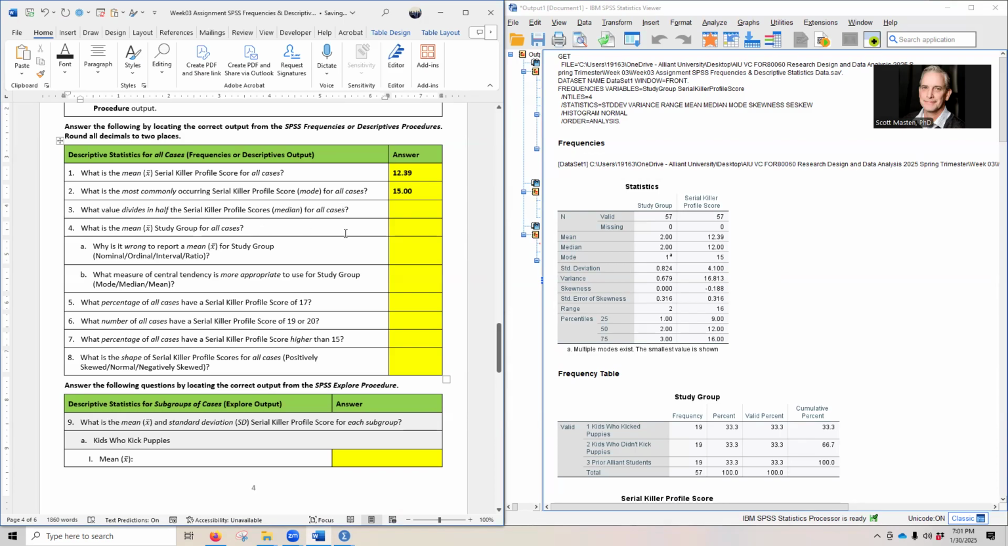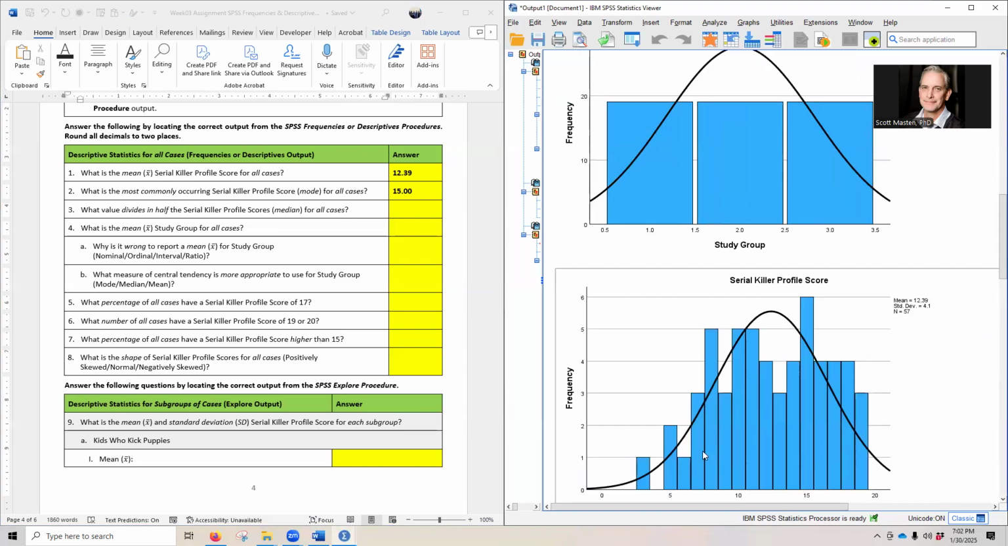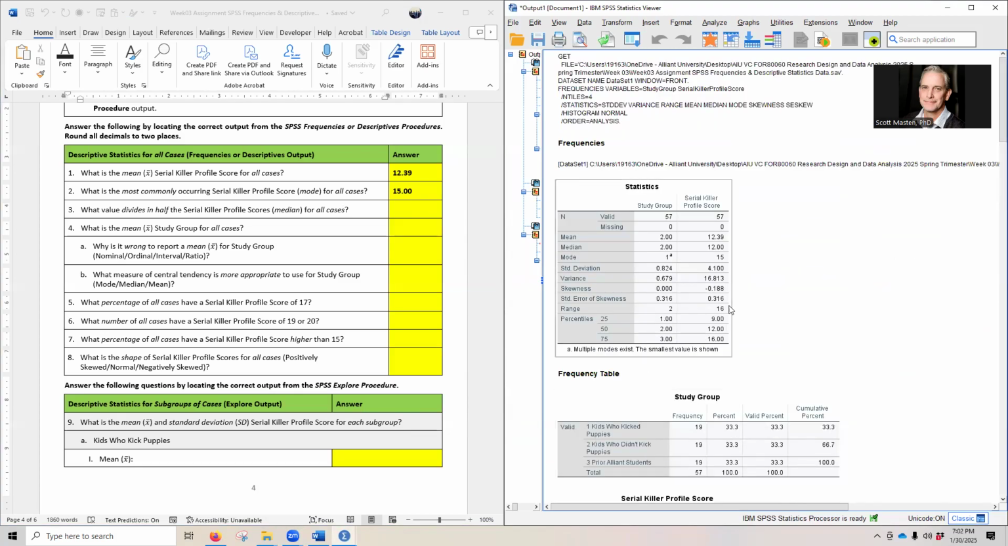So what value divides in half the serial killer profile scores? What is the median of all cases? The median is the middle of a distribution. It has 50% above, 50% below. The median for this distribution is 12, and I'm pretty sure that's also down in the descriptors table. And am I wrong? Yeah, it looks like I'm wrong. So apparently that top table is the way to go. So there we go. Our median right here is 12.